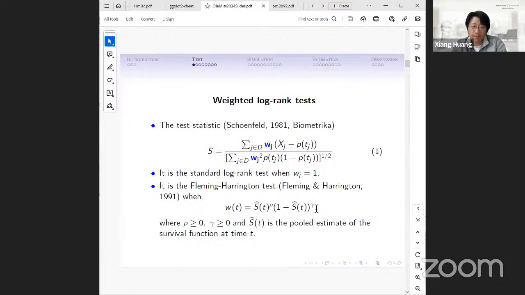But the more appealing, intuitive way is this: you see this weight function is a function of the survival function. But if we are interested in the delay time, why not directly set the weight function as a function of the survival time, not just the survival function? So that's our motivation.